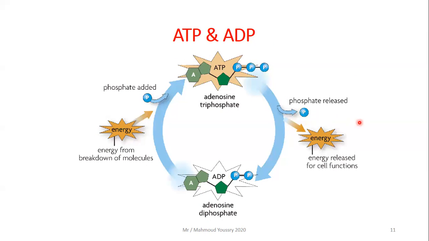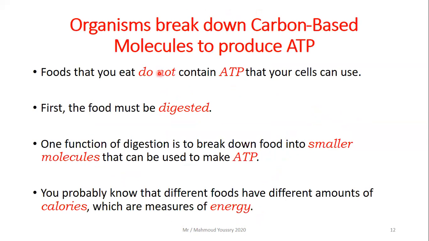When the phosphate group is released, this is like spending the money. It turns into the empty wallet, ADP. When the wallet is empty, ADP, then you get food, the energy from the breaking down of molecules. The phosphate group is added, then the wallet is filled again with money.